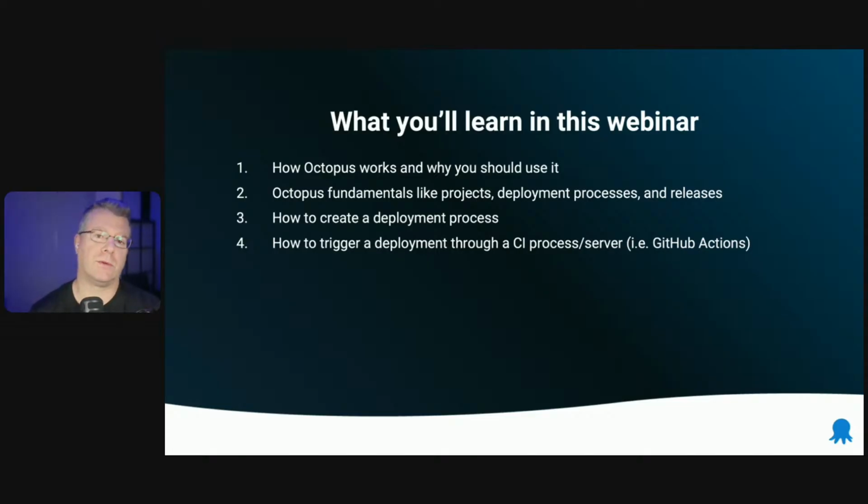Then we're going to get into the meat of it. We're going to talk about what a deployment process is, which is really at the heart of what Octopus is all about. A deployment process is a series of steps that you construct to define your deployment. Deployment processes can be very simple, or they can be very complex. That complexity doesn't mean that Octopus itself is necessarily complex, but it means that it can cater to different environments and different strategies that you may have for your deployments. So we'll talk about how a deployment process works.